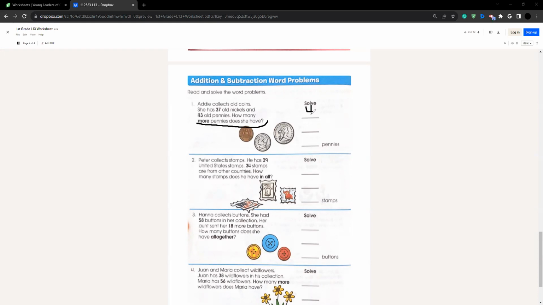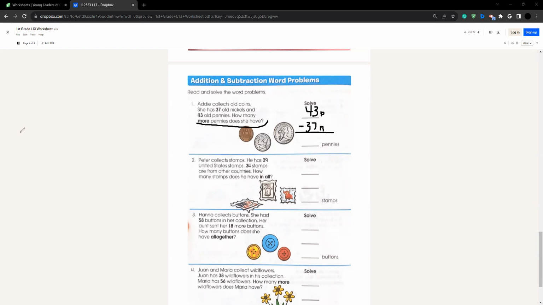So 43 pennies up here. Put P for pennies. And then 37 old nickels. 37, then we'll put N for nickels. And if you want to find how many more pennies there are, we need to subtract 37 from 43 to find how many more there are. Okay?